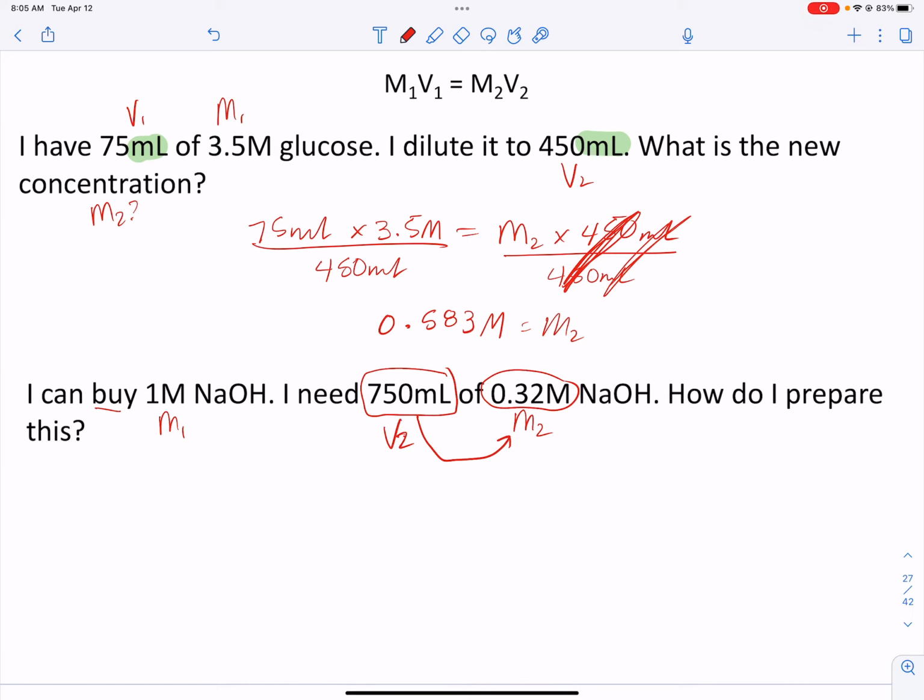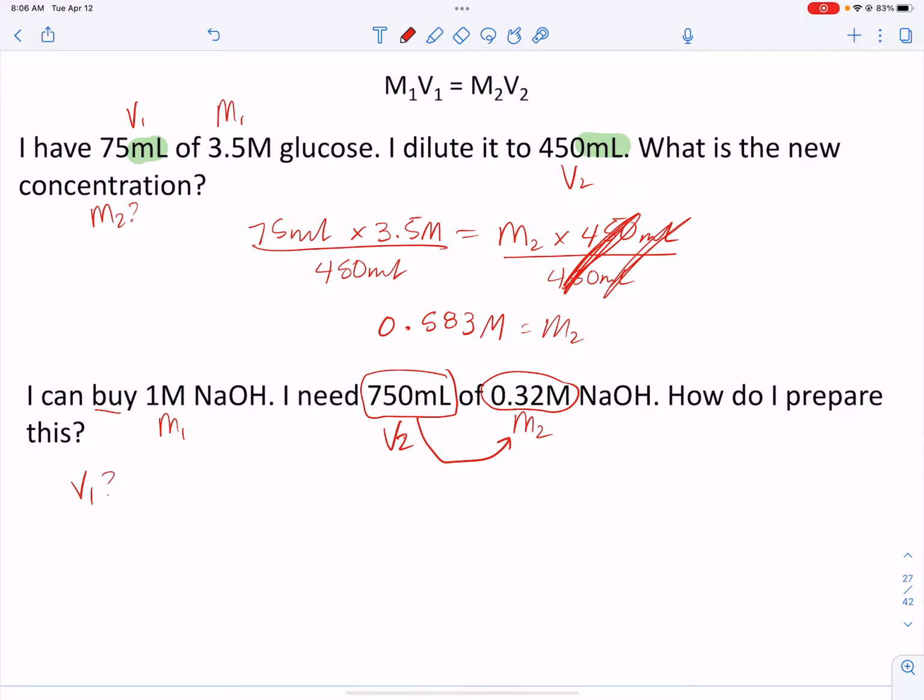So when it's saying how to prepare this, essentially what I want you to do is figure out what volume. I would probably word this differently on an exam. I'd probably say, what volume of your stock concentration do you need? and then you dilute it to 750 milliliters with like water or something. So we're looking for V1 is what I'm trying to help you understand here. Maybe you already understood that.